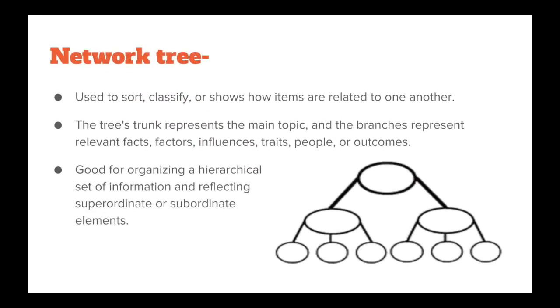Network trees can be used to sort, classify, or show how items are related to one another. The tree's trunk represents the main topic, and the branches represent relevant facts, factors, influence, traits, people, or outcomes. They're good for organizing a hierarchical set of information and reflecting superordinate or subordinate elements.